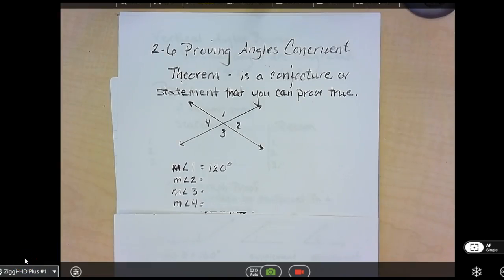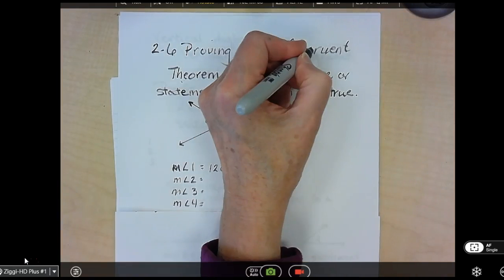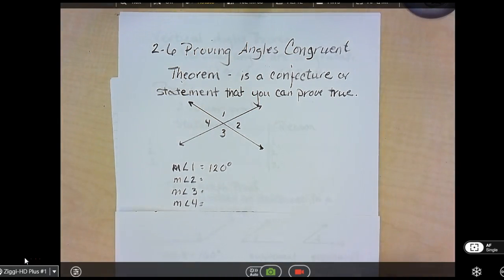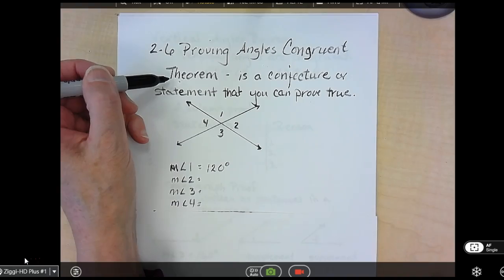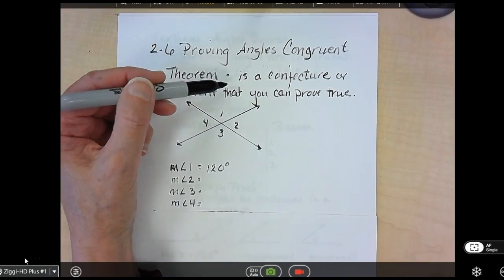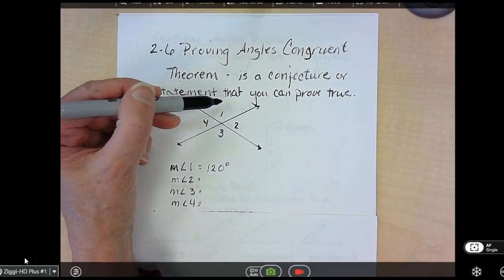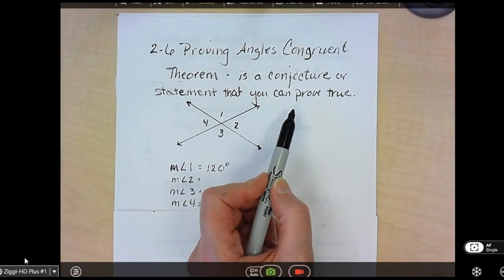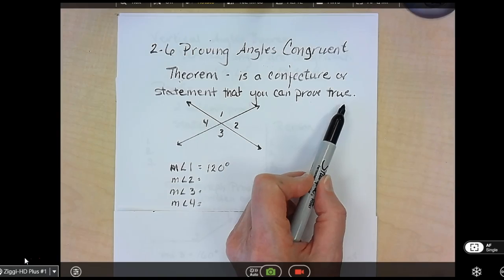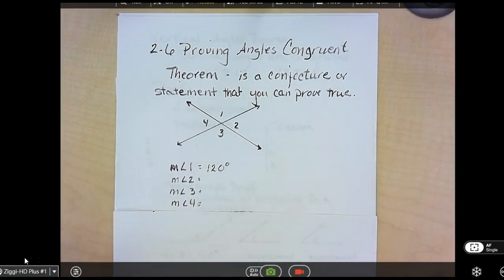Okay, this section 2-6 is on proving angles congruent. And when we prove angles congruent, we are going to use theorems. A theorem is a conjecture or statement that you can prove. And when you prove them, you want to prove them true. And it's easy to do.